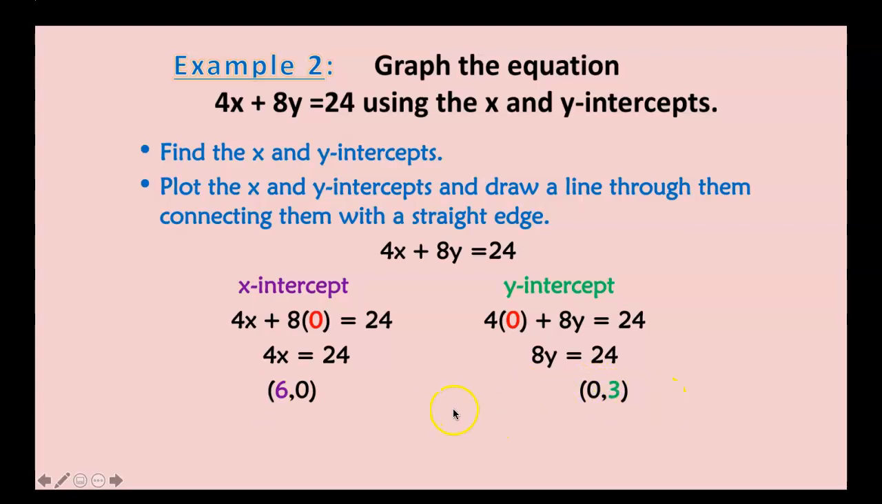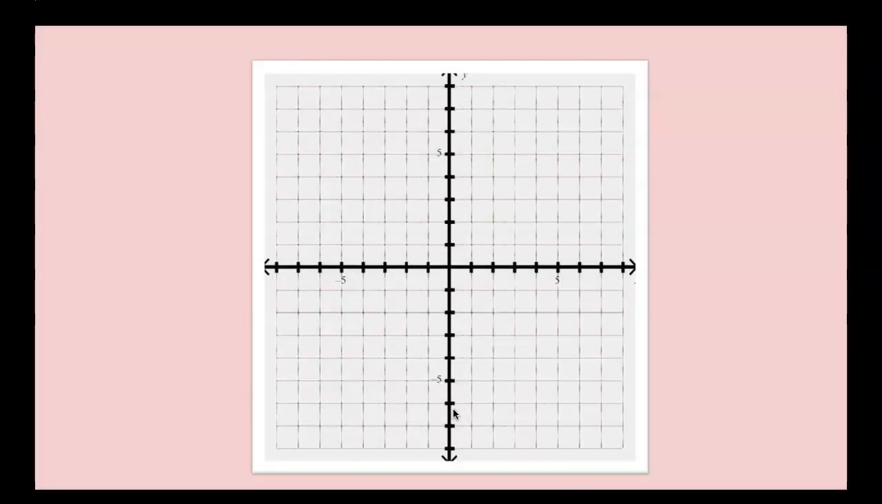Now that we have the 2 points, we can now graph them. And remember, once you graph them, just connect those 2 points. I am going to show you what it looks like. So here we go. You have your 6, 0, which is the x-intercept over here along the x-axis. And then the y is 3, 0, 3. And so 0 and then 3 up. Then now you can connect those 2 points. You now have the line for function 4x plus 8y equals 24.